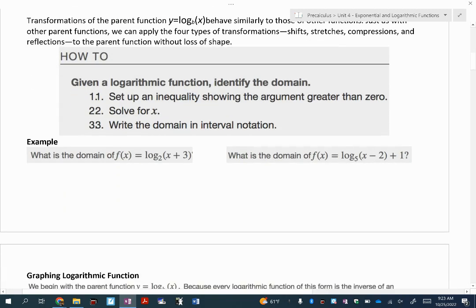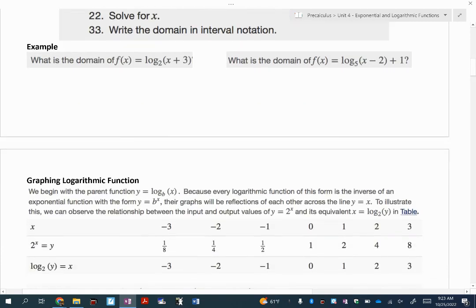So let's talk about the domain of moving this. You'll notice this +3 inside the parentheses is going to be a horizontal shift. You want to think opposite when you're inside the parentheses. So when I think opposite of +3, that's 3 units left. So in this case, for my domain, instead of being 0 to infinity, it's going to be -3 to infinity.